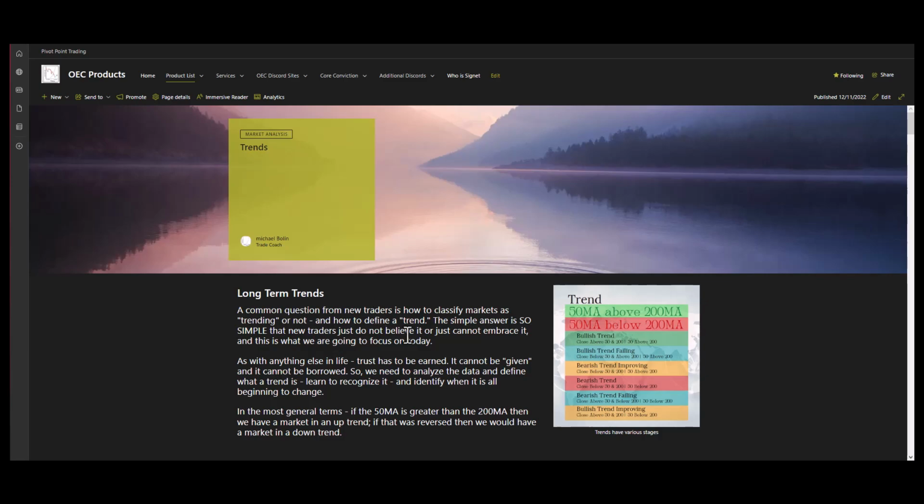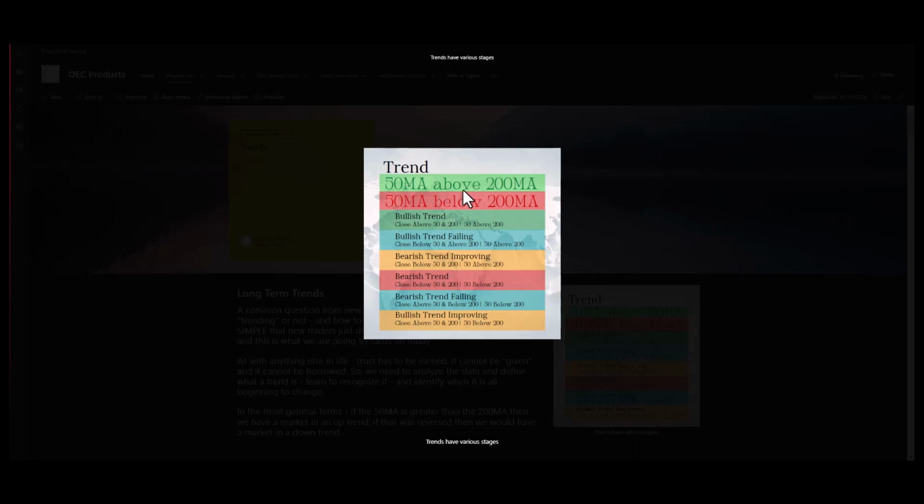what we're looking at here is the 50 moving average and the 200 moving average. When the 50 is above the 200, we're in a bullish market. And when the 50 is below the 200, we're in a bearish market. The problem with that point of view, if we just make it that simple, is there are a lot of shades of gray along the way, especially when you get into the higher time frames. So in a bullish trend that's failing, you're going to see close below the 50 but above the 200, even though the 50 is still above the 200, right?